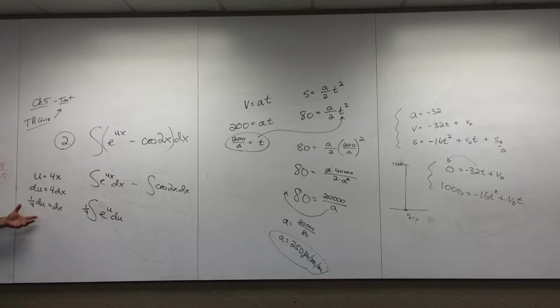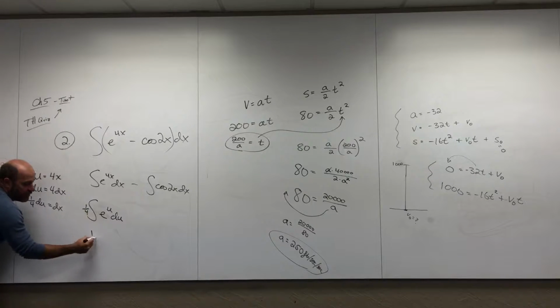It'd be very cool if you understood this. It's important to understand the U substitution process and why it spits out a 1/4. But now, you're integrating an e to the u, which is e to the u. So you're done. And it has a 1/4 in front of it.